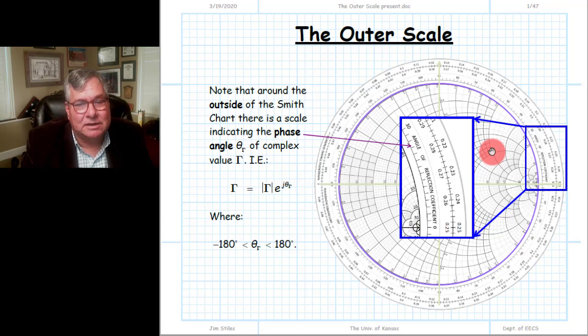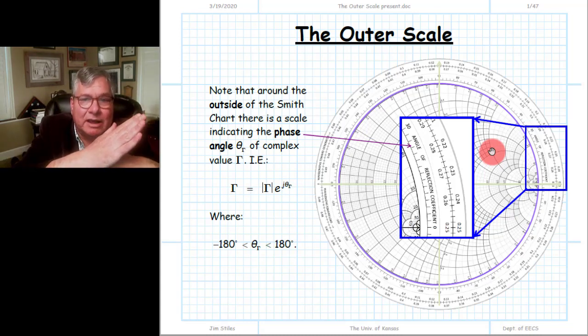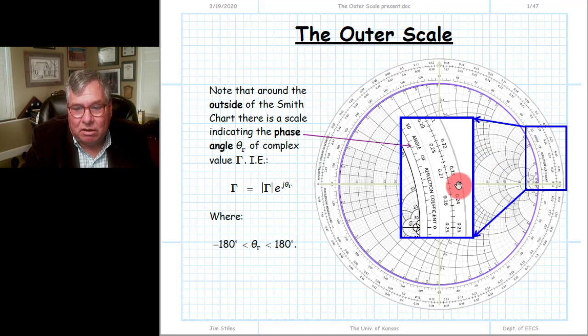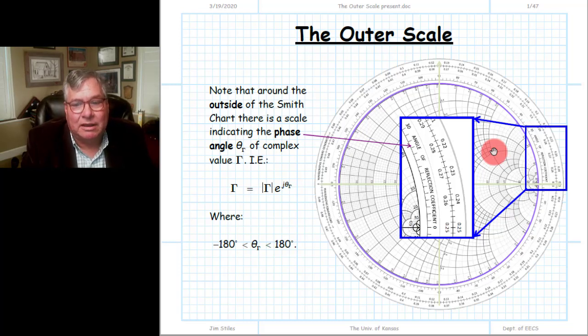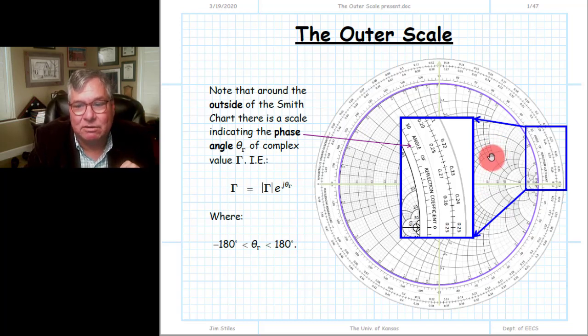Well, what about the phase? The phase is simply the rotation angle from the real axis up to that point. How would we determine that angle? Well, we could take a straight edge and draw a line from the center of the Smith chart, the complex gamma plane, outward to that point, and then take a protractor and try to measure the resulting angle in between. But we don't have to do that with the Smith chart because of this outer scale.